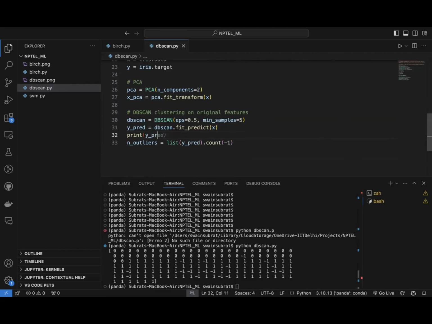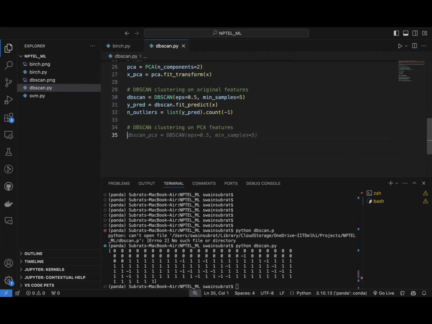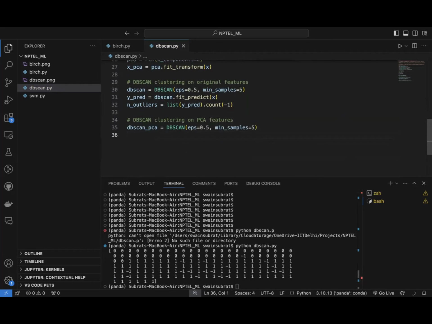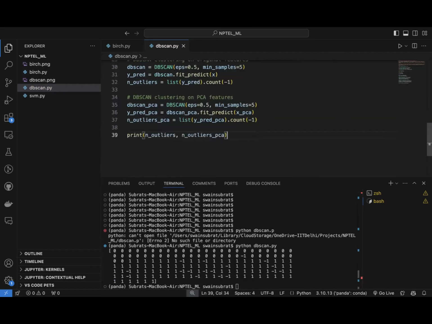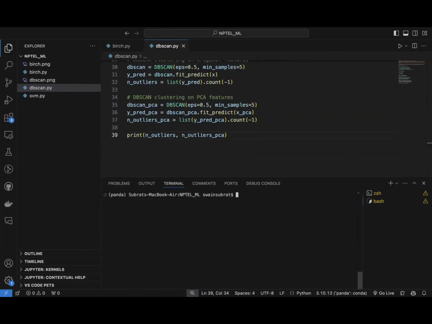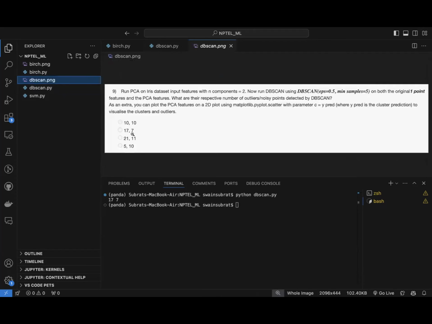Okay. So now we will do the DBSCAN on the PCA features. We'll define another DBSCAN object and do the fit predict on that, and also get the outliers on the same and print both the outliers. As simple as that. You just need to do whatever it is said. So the number of outliers in both cases is 17 and 7. If you go to the question, there is an option B that says 17 and 7.